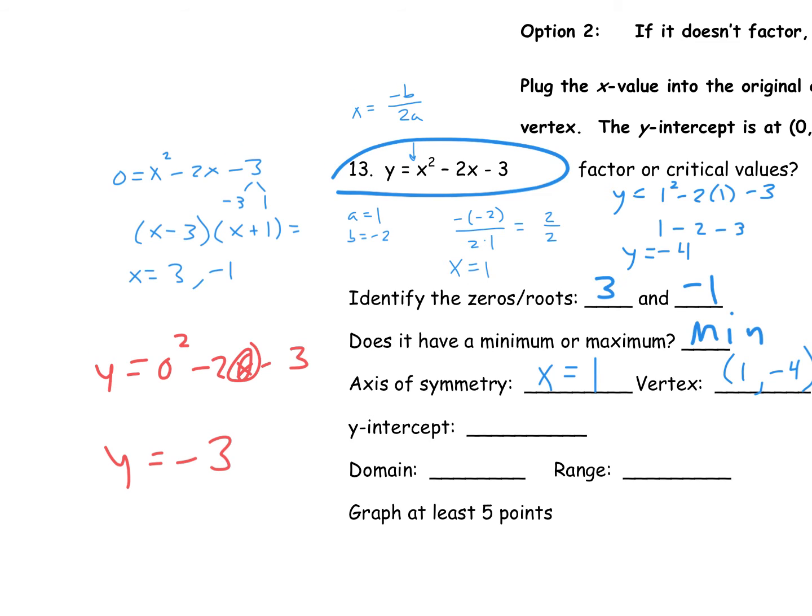Your y-intercept, whenever you're in standard form, is always just going to be this number, your c. That's always your y-intercept. Because when you plug in 0 for x, it's just 0, minus 0, or plus 0. And then you're just left with whatever that third number is. So our y-intercept is negative 3.